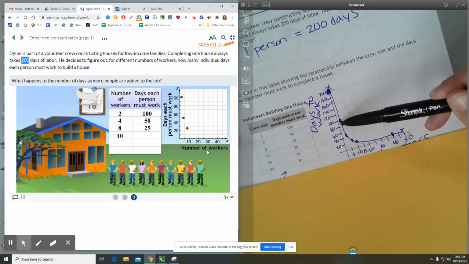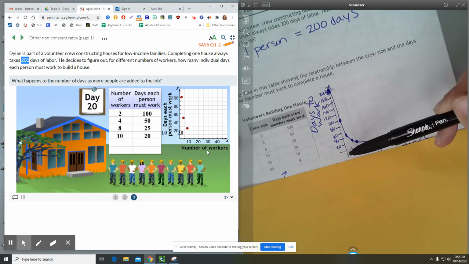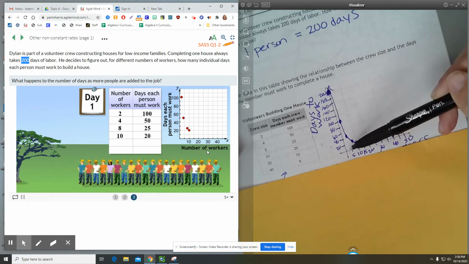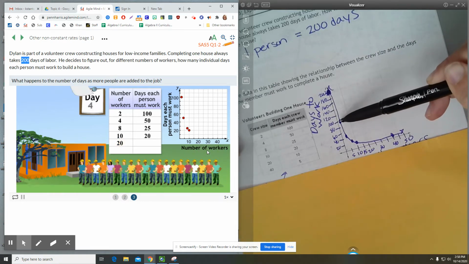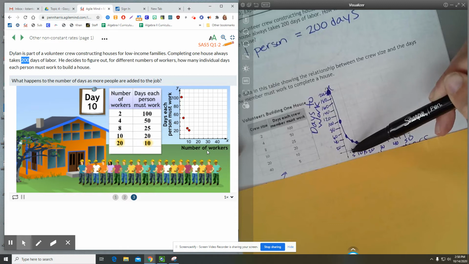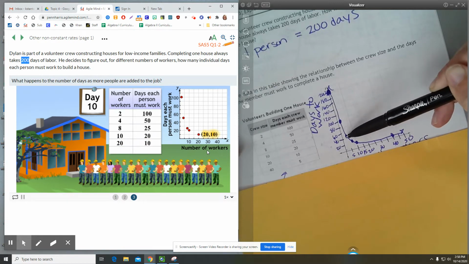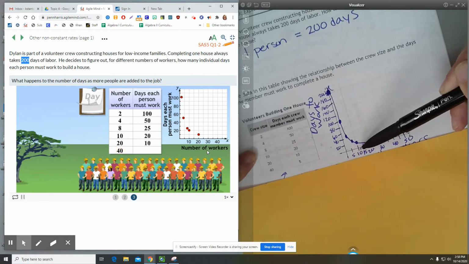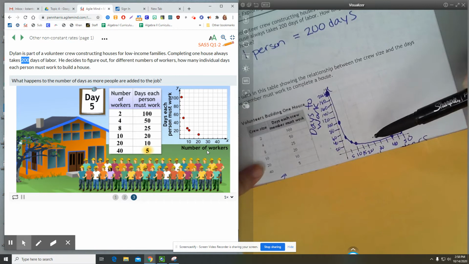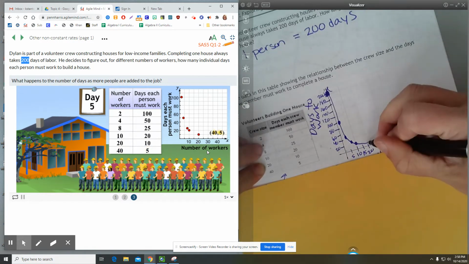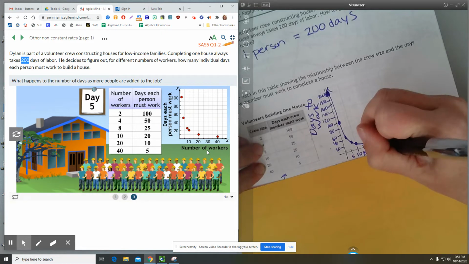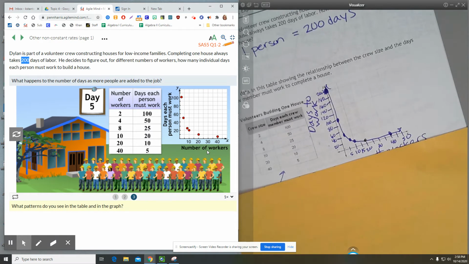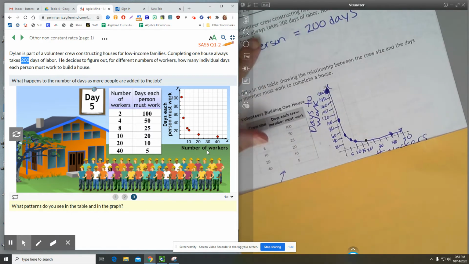I know that if it's just me with 1 worker, it's way up here at 200 days. If there's 2 of us, it's going to take us 100 days. If there's 4 of us, it's going to take us 50 days. If there are 8 of us, it's about 25. 10 of us takes 20. And then 20 takes 10. And then lastly, 40, that's supposed to be only 5 days. I know it's kind of hard to tell, but I want to talk about what patterns we see here.